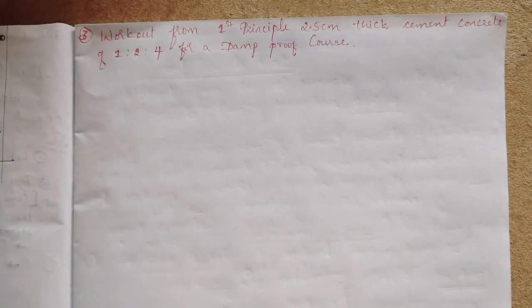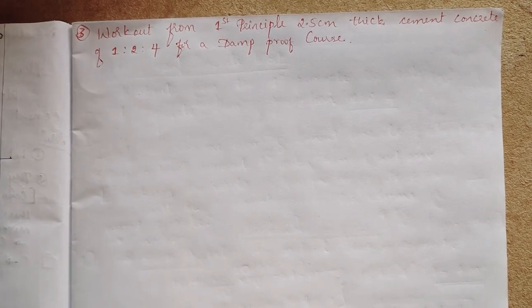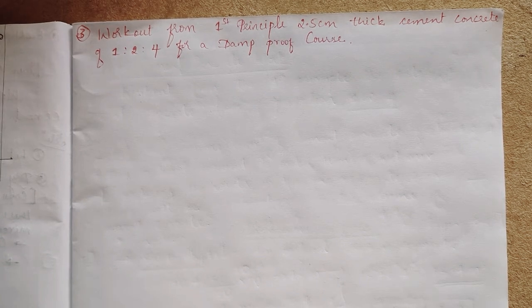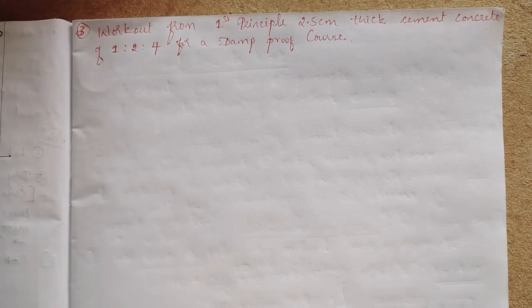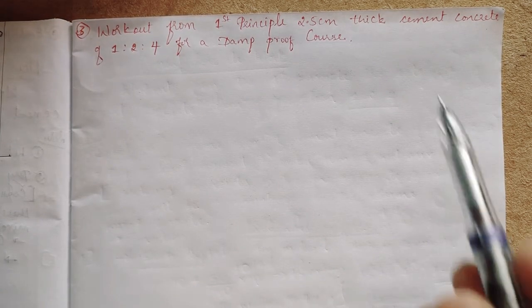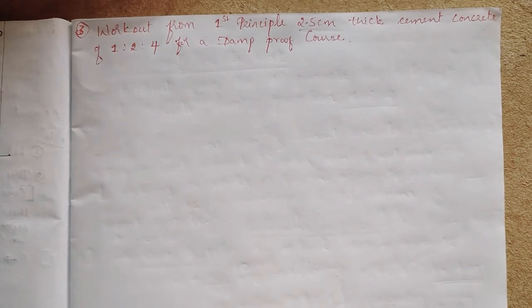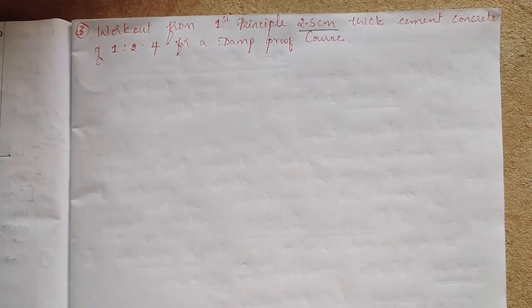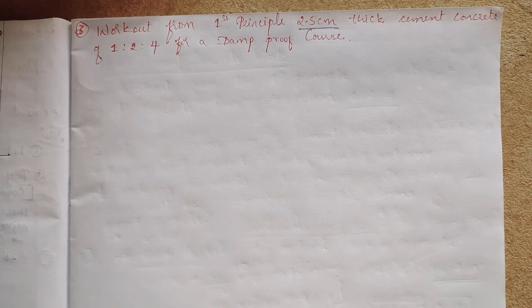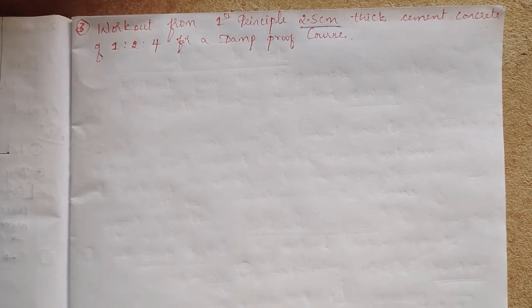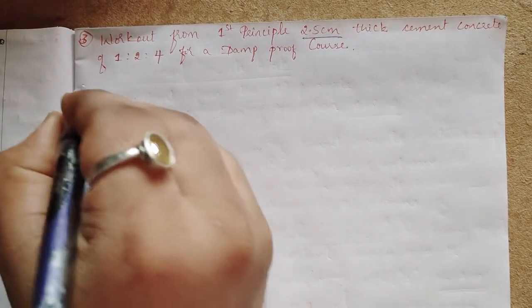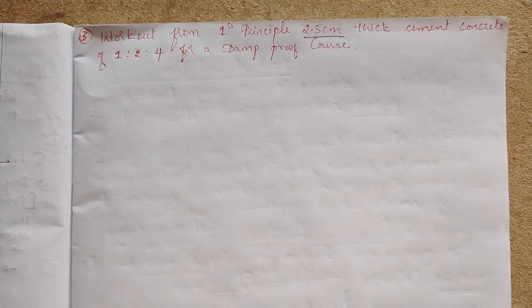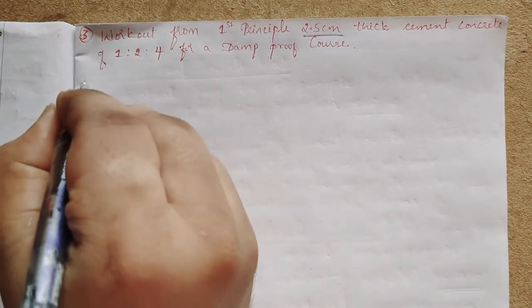Today let us solve the continuation of yesterday's lecture. So we'll directly go to the problem without wasting time. Work out from first principle 2.5 centimeter thick cement concrete of 1:2:4 for damp proof course. We have to work out the quantities to lay 2.5 centimeter thick cement concrete of the ratio 1:2:4 for DPC. The procedure is same as yesterday's, so same solution.